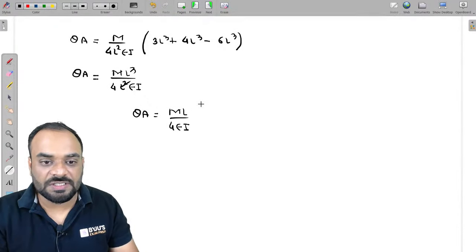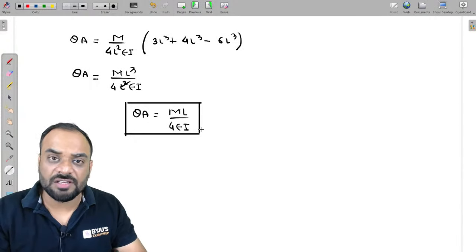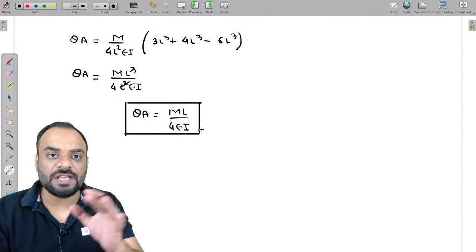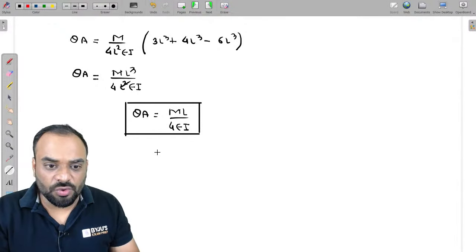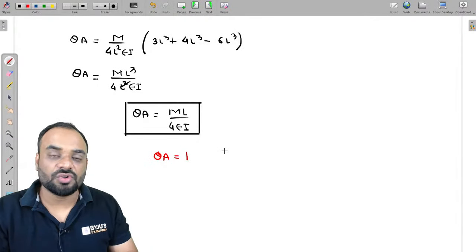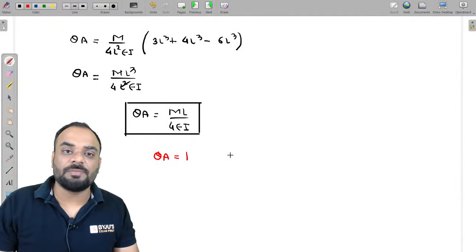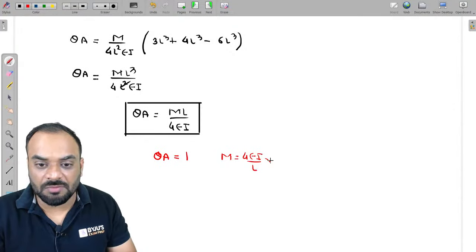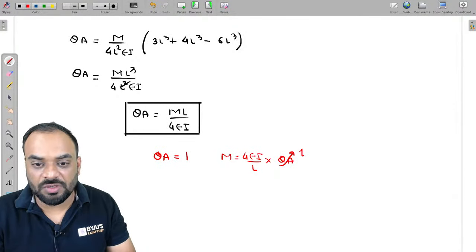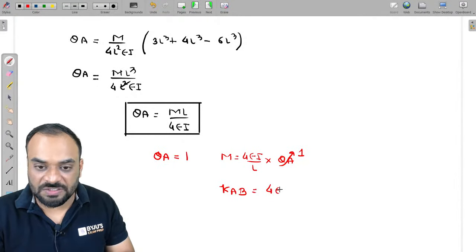Now tell me guys, what is our definition of stiffness? It is the moment required at the near end so that we can get the unit rotation at the near end. That is known as stiffness or rotational stiffness of a member, correct? So guys, what I will do, I will put theta A is equal to 1, then how much moment I require at the near end so that that particular joint can be rotated by theta is equal to 1. So M is equal to 4EI by L multiplied by theta A, and theta A is equal to 1. If it is 1, then our stiffness from A to B is equal to 4EI by L.